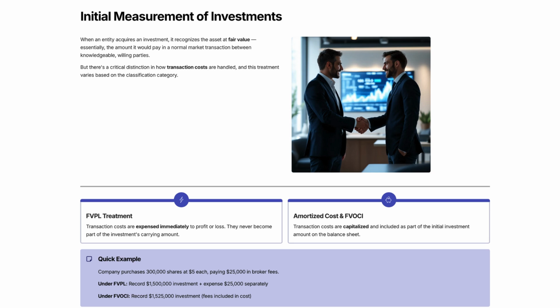Here's a quick example. If a company buys 300,000 shares at $5 each and pays $25,000 in fees, under FVPL, record a $1.5 million investment and expense $25,000. Under FVOCI, record a $1.525 million investment, fees included in cost. Once the asset is on the books, the next question is, how do we measure it over time? Let's break that down next.